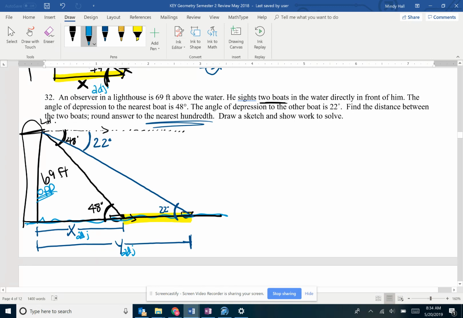So let's just do some different colors. So we would have tangent of 48 degrees. We're doing the first boat first. It is going to be opposite, so 69, over adjacent, which we don't know, so we're just going to call it x. So we multiply both sides by x to cancel it out. Remember, don't use the shortcut unless you know the algebra.